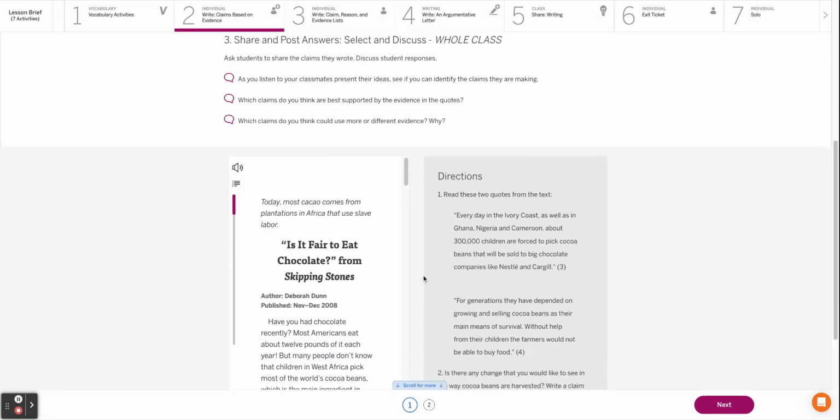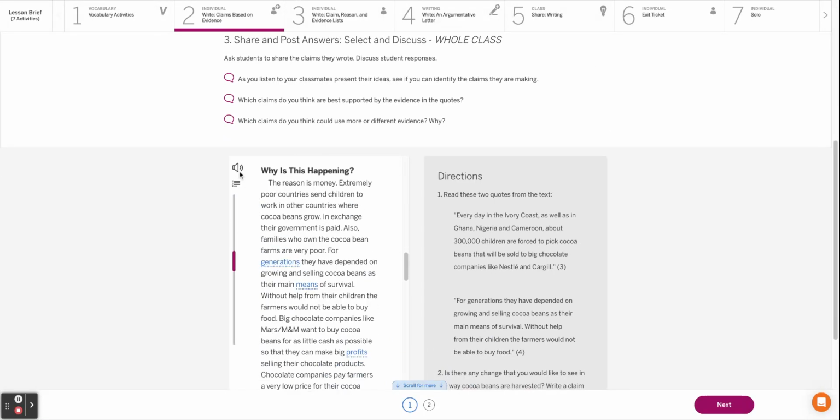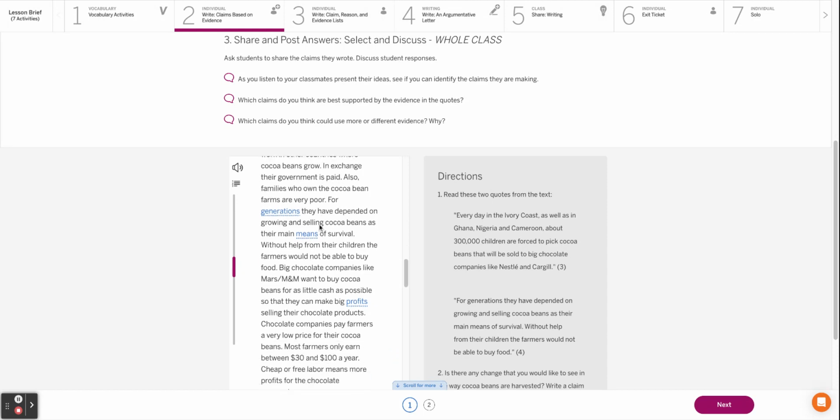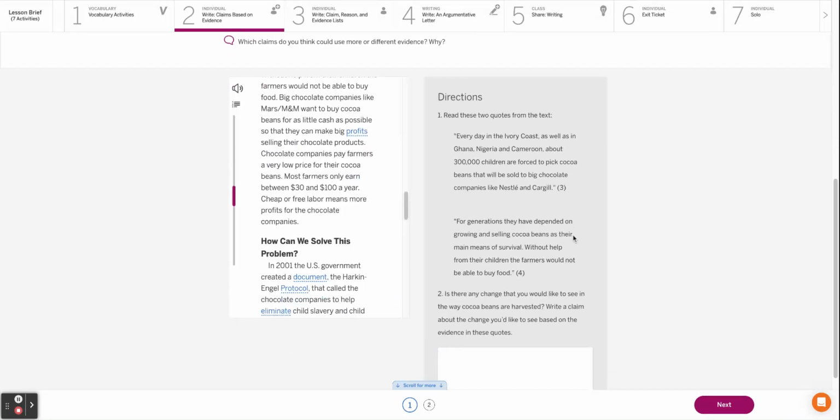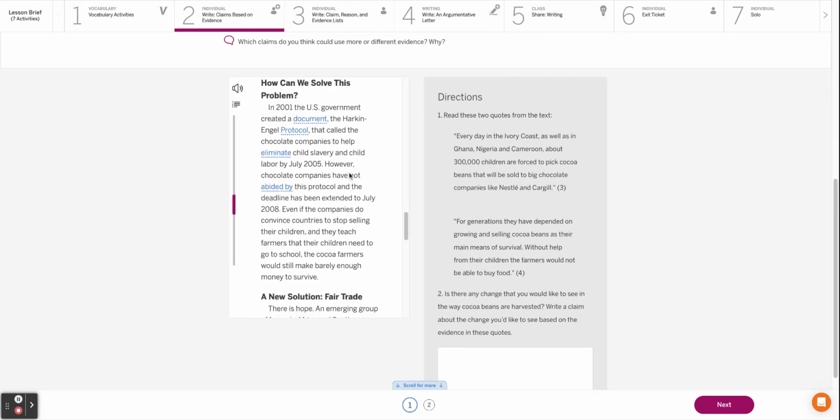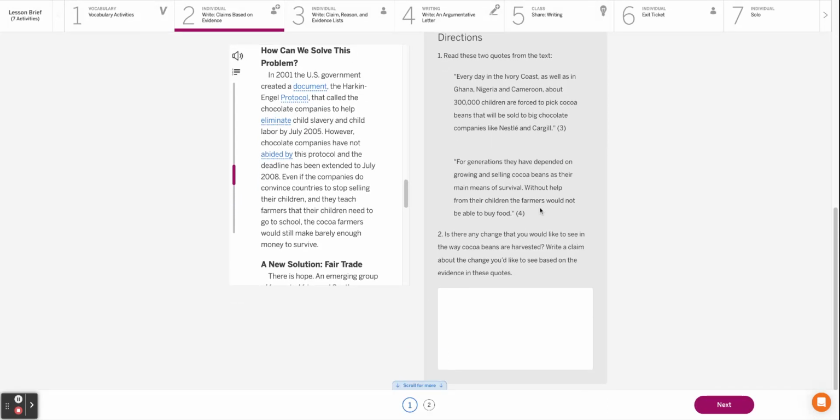So, we are reading this. Actually, yeah, we're going to read this and then take out these two quotes. You might have already read it. If you've already read it, you can just focus on these quotes. So every day in the Ivory Coast, as well as Nigeria, Ghana, Cameroon, 300,000 children are forced to pick cacao beans that will be sold to big chocolate companies like Nestle and Cargill.